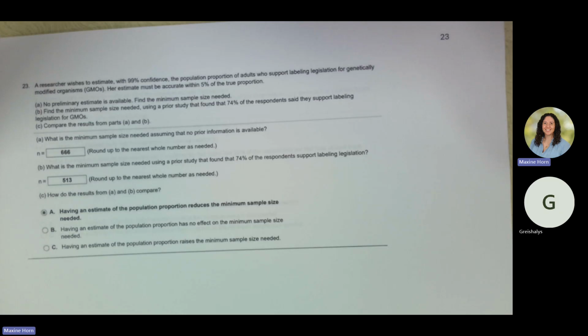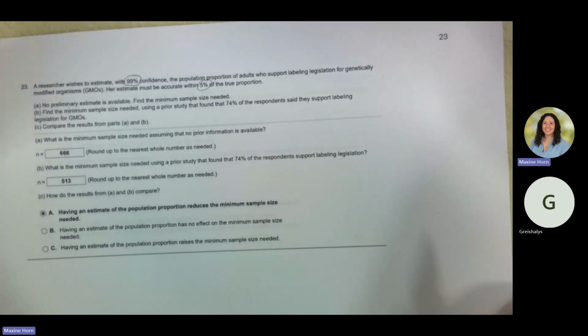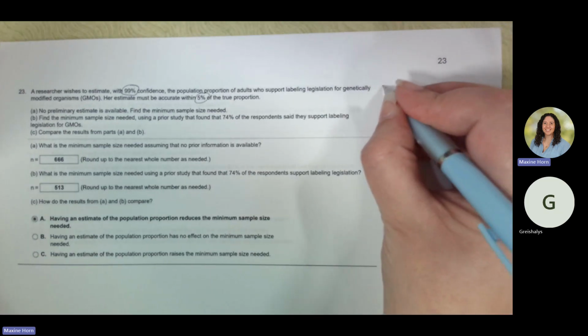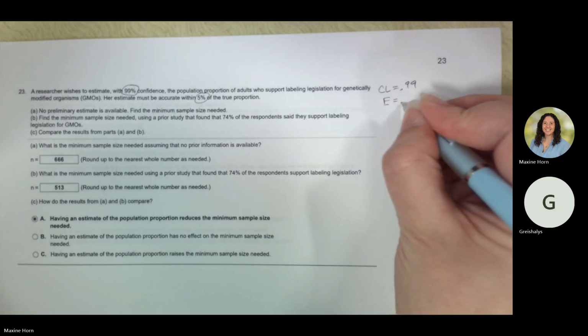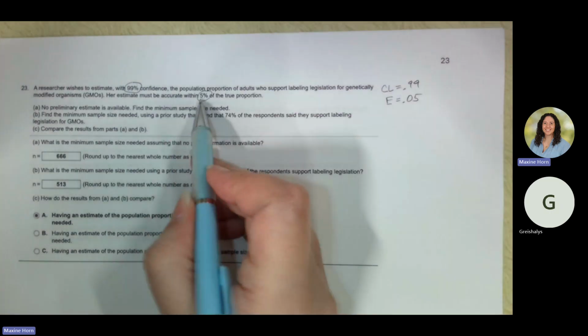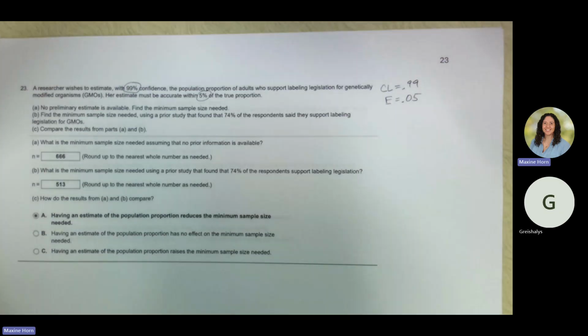A researcher wishes to estimate with 99% confidence the population proportion of adults who support labeling legislation for genetically modified organisms. Her estimate must be accurate within 5% of the true proportion. Okay, so what it just gave us there was a confidence level. I'll write it off to the side here. Confidence level of 0.99, and it gave us a margin of error of 5%. Your margin of error needs to be in decimal form, right? If they give it to you in percentage form, you have to write it as decimal form. Always remember that. Okay, no preliminary estimate is available. Find the minimum sample size needed.